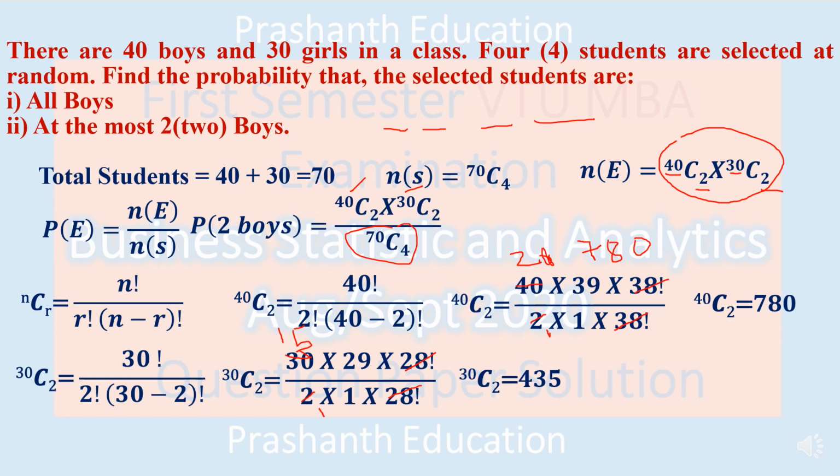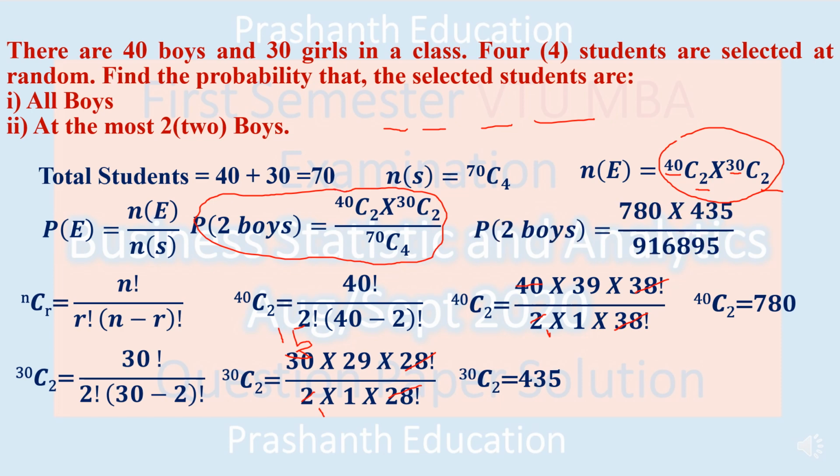Now we will substitute it here, in this equation. If we substitute it, it will come 780 into 435 divided by 916895. So it will be 0.34% or 34%.